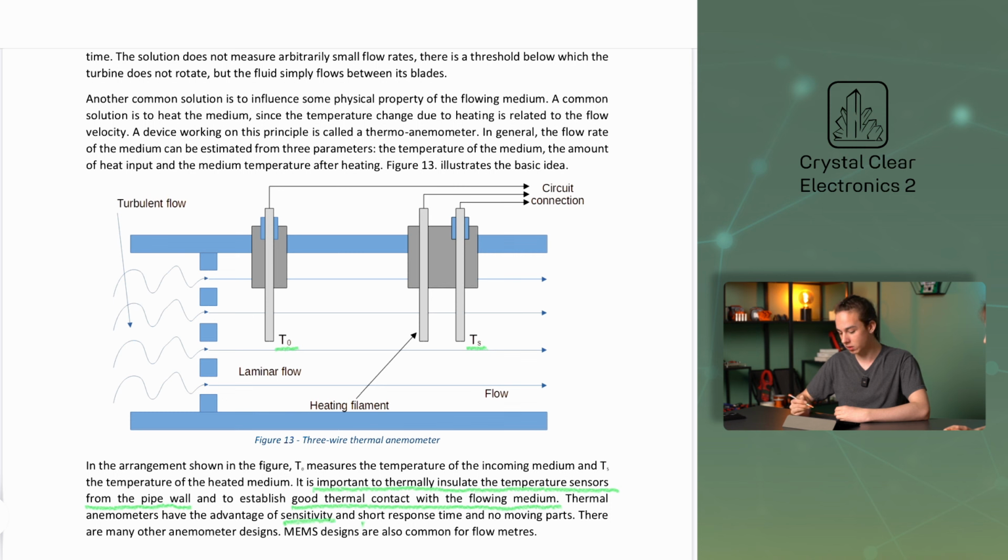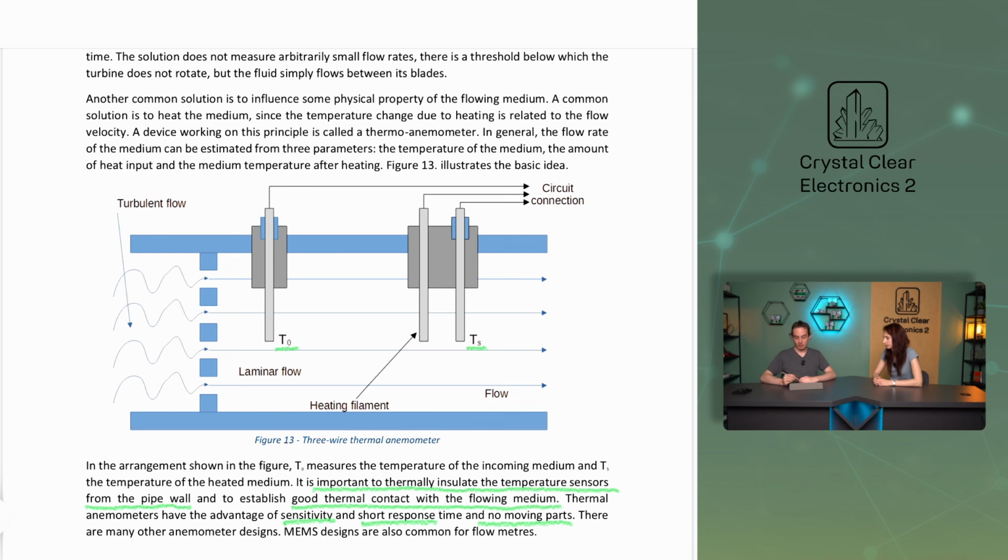Thermal anemometers have the advantage of sensitivity, short response time, and no moving parts. There are many other anemometer designs. MEMS designs are also common for flow meters.